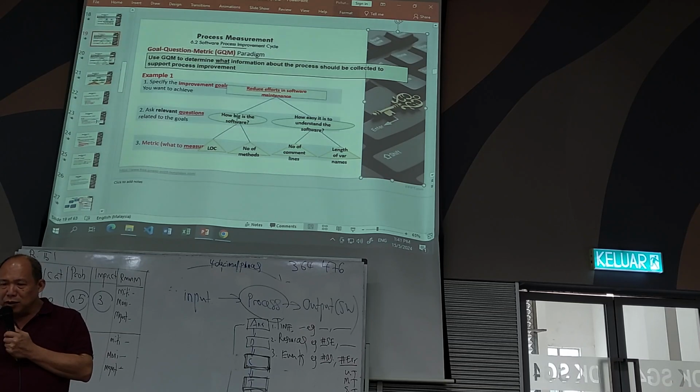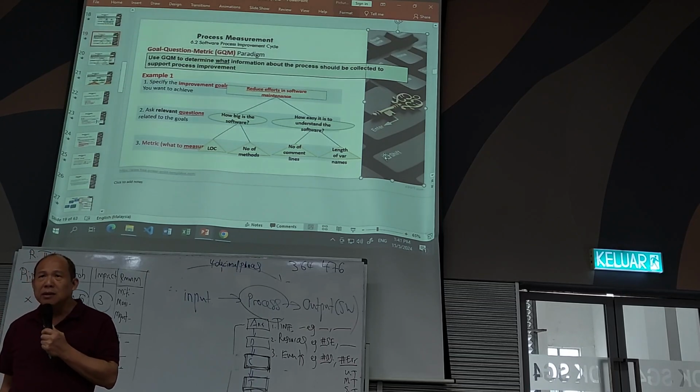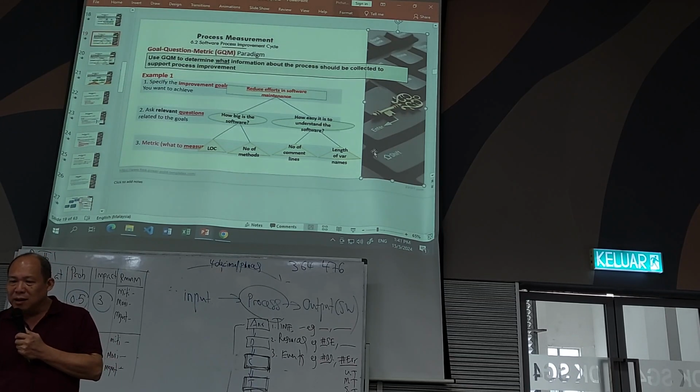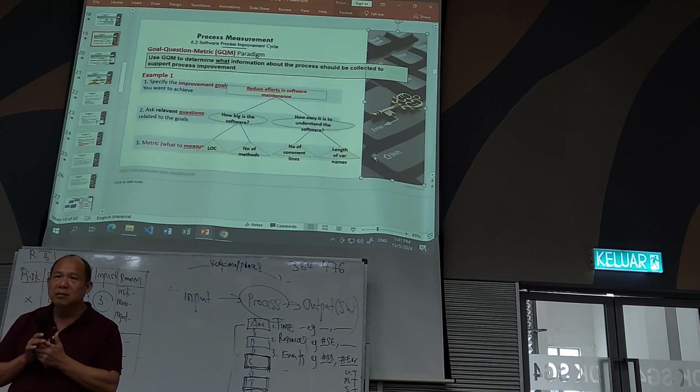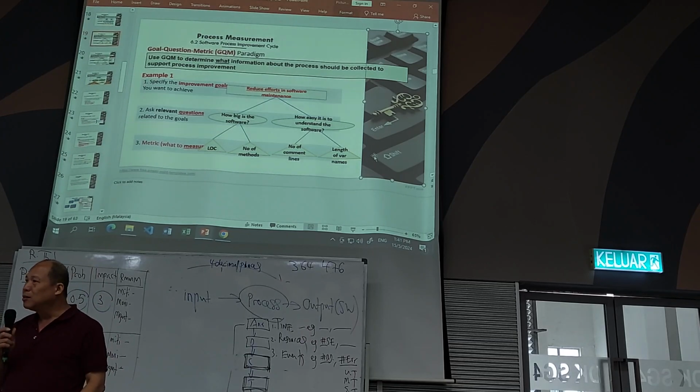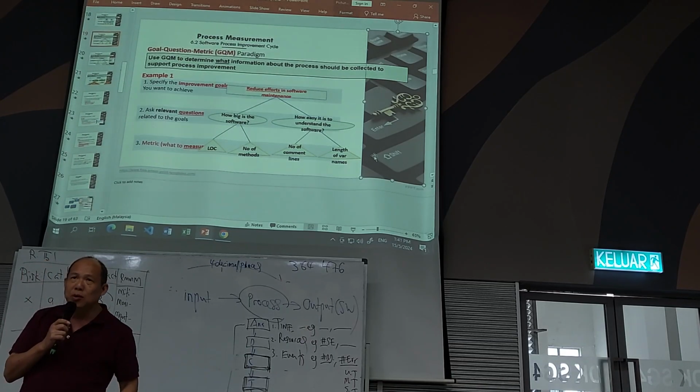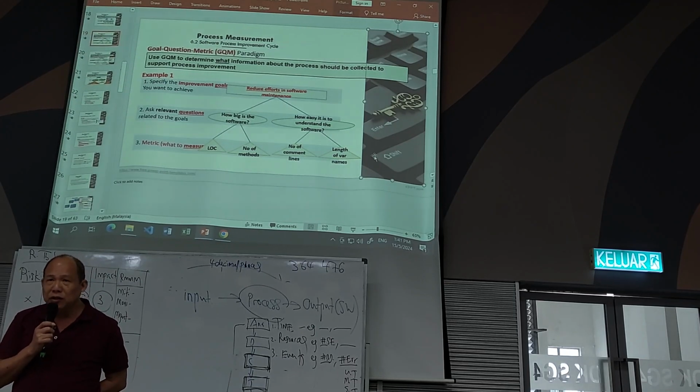What to measure? How big is the software? Lines of code, number of methods. How easy is it to understand the software? Number of comment lines, length of variable names, pages of documentation. So what else can you measure? Pages of documentation. More pages of documentation will help you to have a better understanding of the software, correct?